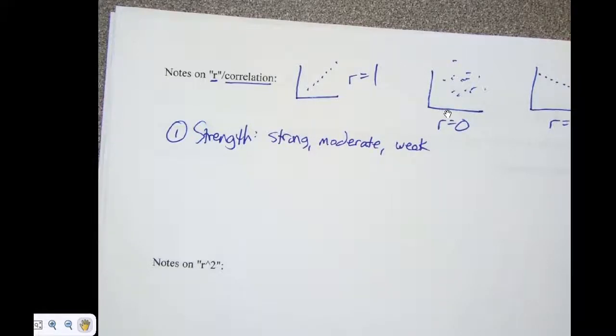Okay, so let's just practice. R equals 0.8. Strong, moderate, or weak? Strong. R equals negative 0.2. Strong, moderate, or weak? Weak. R equals 0.5. Strong, moderate, or weak? Moderate. So that's how it works, it's not a precise thing. It's just kind of estimating.